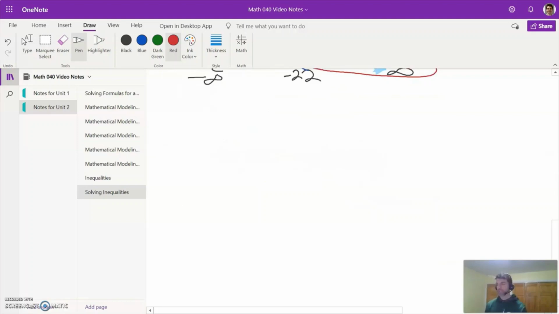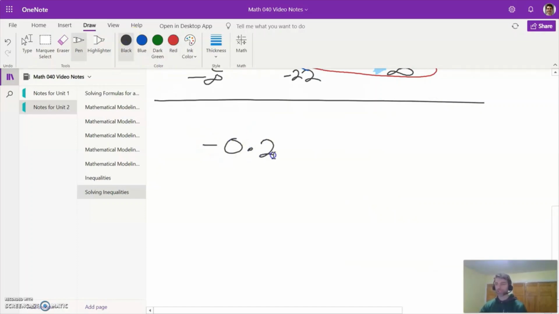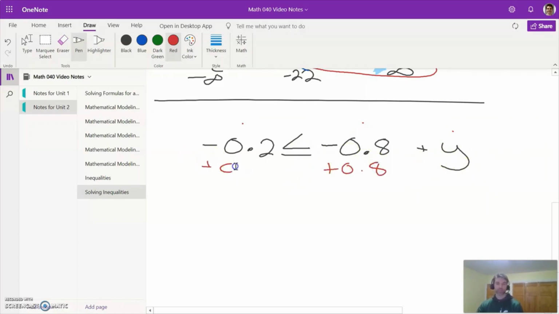How about this one? This one is going to have a slightly different twist to it. Negative 0.2 is less than or equal to negative 0.8 plus y. So I scan this, I see 1, 2, 3 terms. 2 are on the right side of the inequality symbol. Here's my variable. There's only one variable in this. So let's get rid of this. So we're going to add 0.8. I did that to isolate the variable.